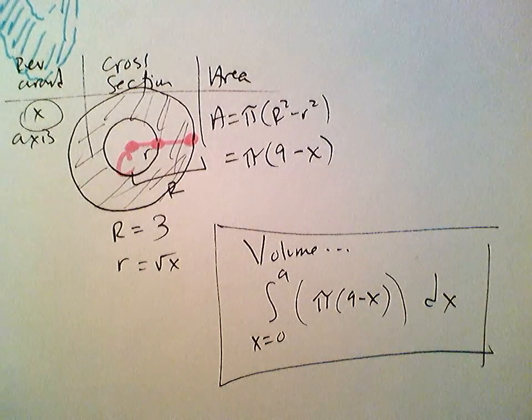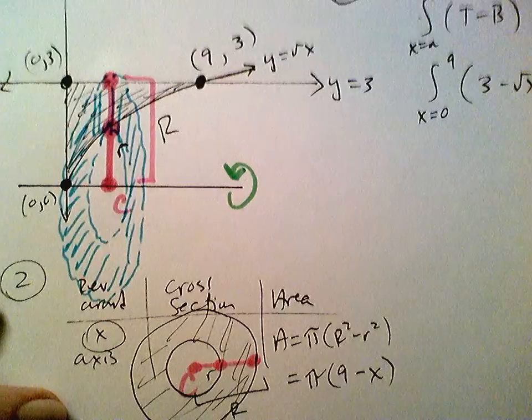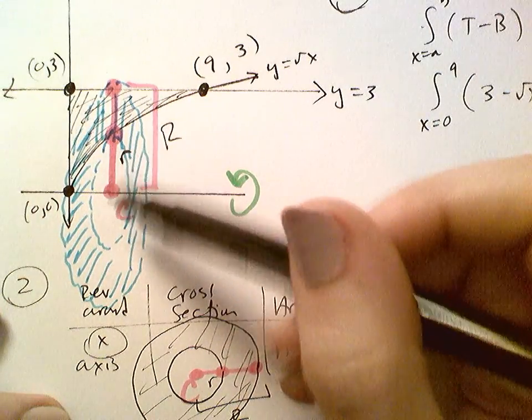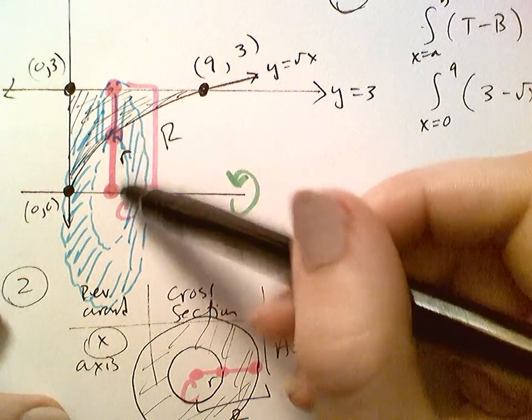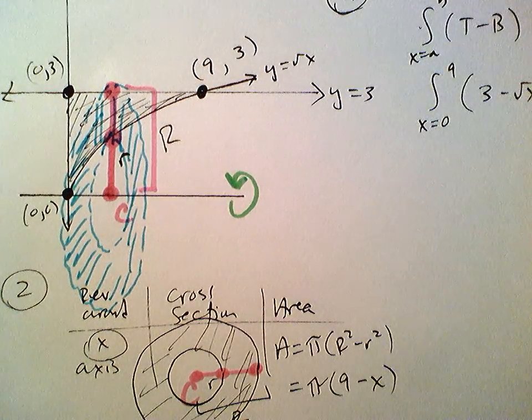Okay guys, so basically you'll know that your cross section is a washer if, between the center of the cross section and the region, there is a gap. Okay, so we're gonna do another one.